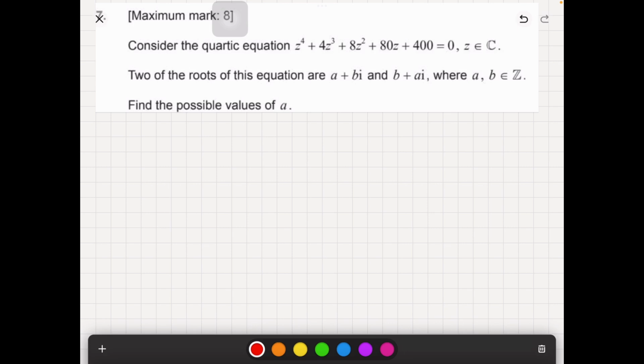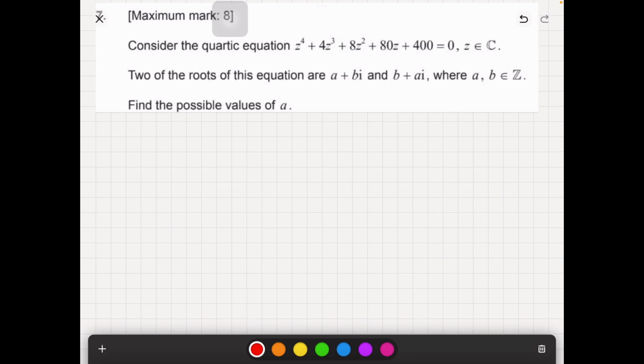The question states, consider the quartic equation z to the power of 4 plus 4z to the power of 3 plus 8z to the power of 2 plus 80z plus 400 equals 0, where z is an element of the complex numbers. Two of the roots of this equation are a plus bi and b plus ai, where a and b are both integers. The question wants us to find the possible values of a.